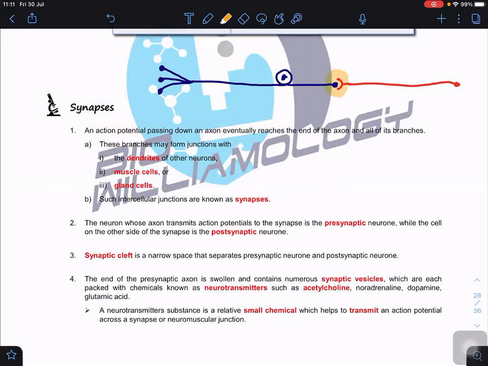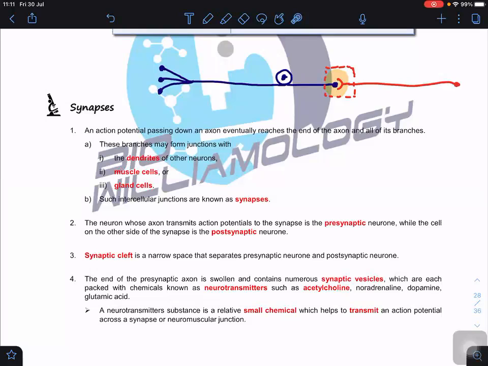It means that the action potential has to cross this gap. This gap is known as the synaptic cleft. The entire structure that I highlight here is known as the synapse.